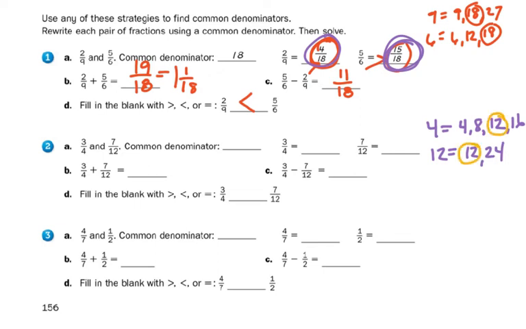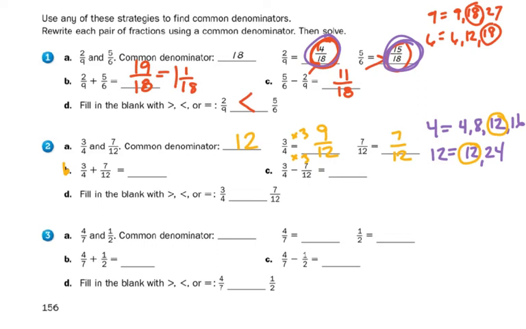They have a common denominator of 12. So now I'm going to multiply the numerator and denominator by the same number to get 12ths. Multiply the bottom by 3, multiply the top by 3. 9/12 is the same as 3/4. 7/12 I don't need to change. So now using that information, I'm going to do B, 3/4 plus 7/12.